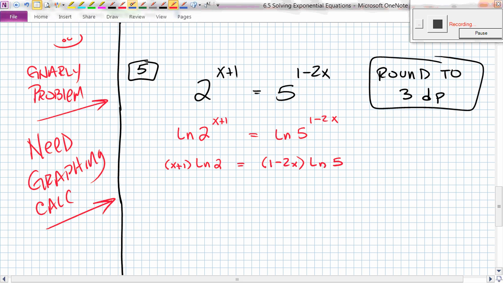Now I'm going to distribute my natural log of 2 to the x and to the 1 because natural log 2 is just a number. So I'm going to distribute the natural log of 5 into there as well. So here's what I end up with: x times the natural log of 2 plus 1 times the natural log of 2 equals the natural log of 5 minus 2x natural log of 5.